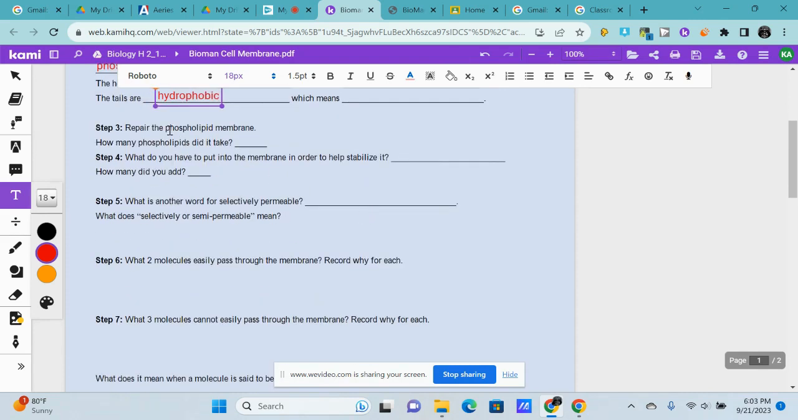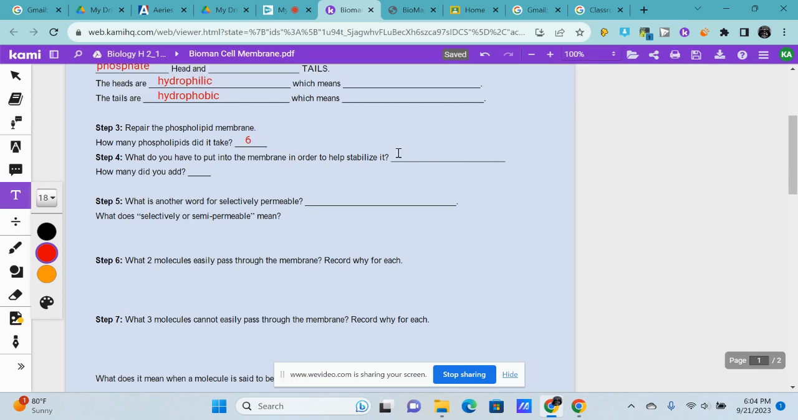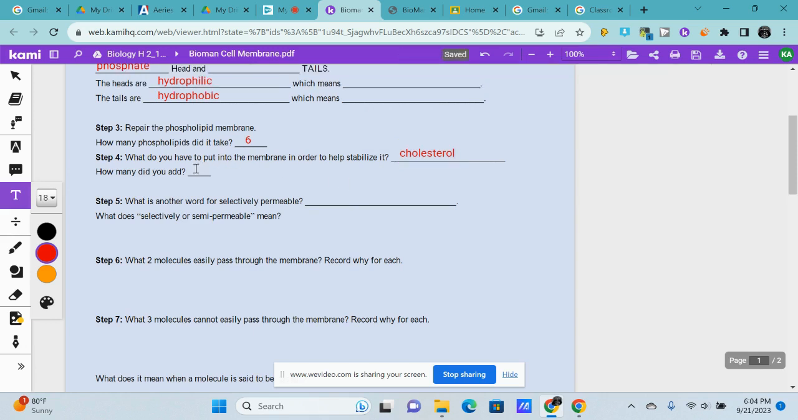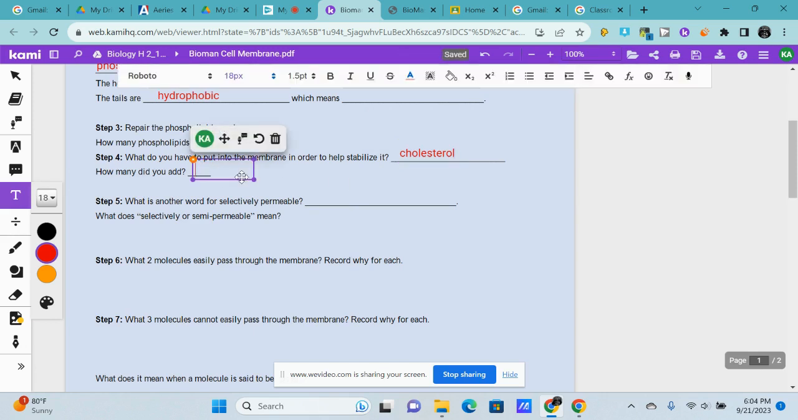All right, repair the phospholipid membrane. Remember, something shot through the membrane and made a hole. I don't remember exactly, but I think it was 6. All right, I'll type it for you. I'll put 6 on that one. What did I have to put in the membrane in order to stabilize it, to keep it in order so it doesn't flop around too much? Cholesterol. I'll do that one. You won't need to know that, so I'm not really concerned. How many did I add? It was 3 or 4. I was adding the 4th and it quit, so I'm going to say 4.